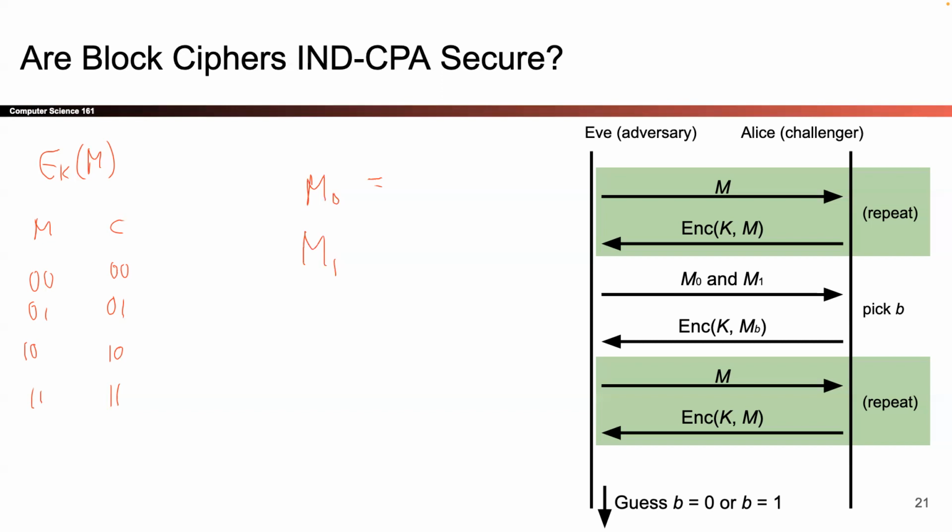Anything? I realize it's not the most exciting of choices, but you've got to pick one. 1, 0, right on. Okay. And M1, you need to choose a different one. Remember, these have to be different messages. So pick another one. What do you want? 1, 1. Okay, sure. So there they are.